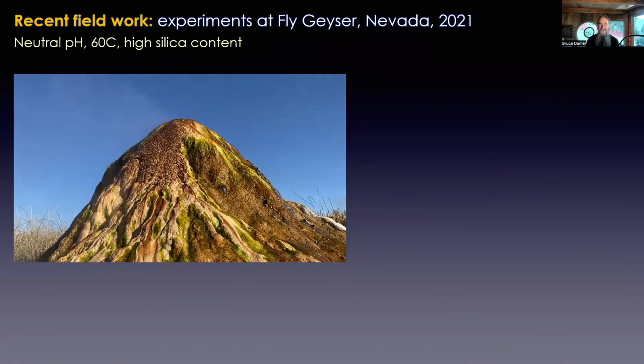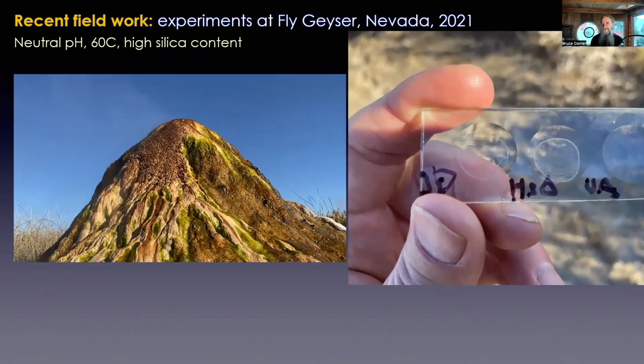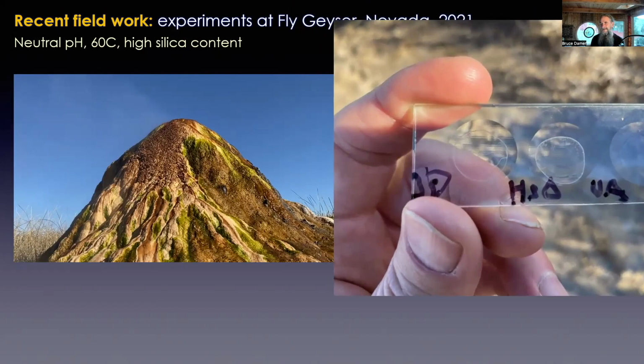And this particular geyser is called Little Pot. It's about a neutral pH, about 60 Celsius, with very high silica content. These geysers grow very quickly. And we're able to cycle our solutions of nucleotides and even some amino acids on open slides, on a little heat plate you saw there earlier, and do some wet-dry cycling.